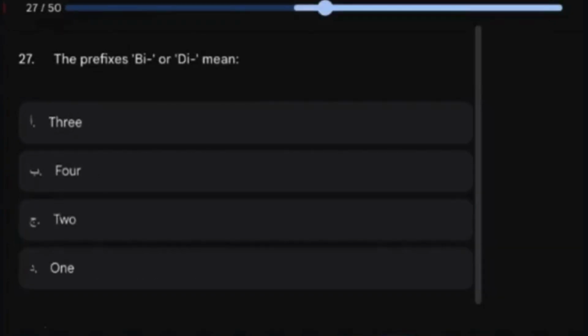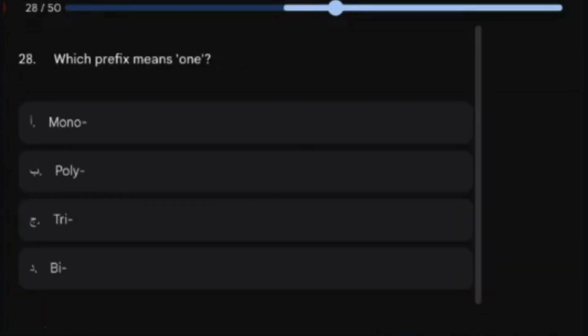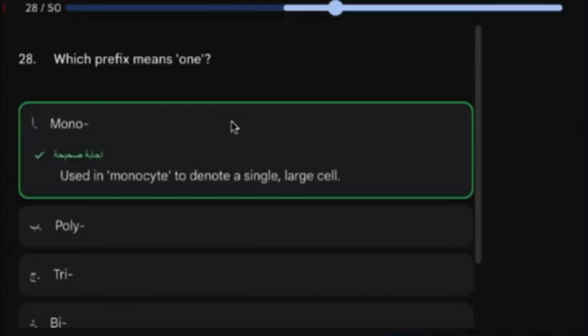The prefix bi or di means 3, 4, 2, or 1? Yes, 2, like in biceps, the muscle that has 2 heads. Which prefix means 1? Is it mono, poly, tri, or bi? Mono, like in monocycle, a cycle that has 1 wheel, or monocyte, single large cell.